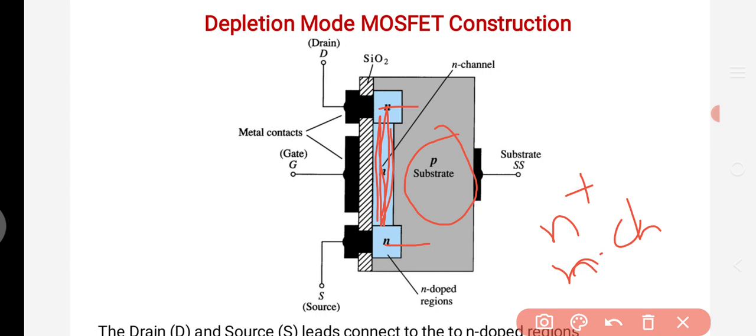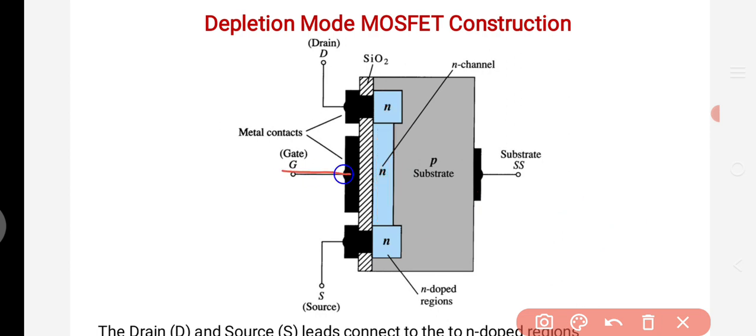Next, the other terminal of this MOSFET is the gate. In between the gate and the channel there is a silicon dioxide layer. These cross lines indicate the silicon dioxide layer. The entire channel length will be covered by our gate. Next, at the ends we provide the source and drain. The source and drain are provided in N-doped regions, that is heavily doped regions, upon which we make some metal contacts. From these metal contacts we take the terminals. Those terminals are the drain, source and gate terminals.